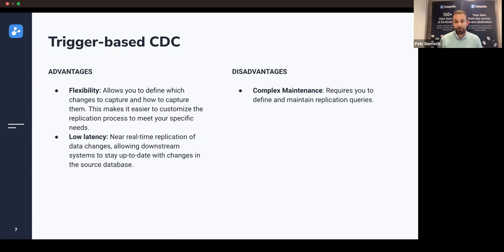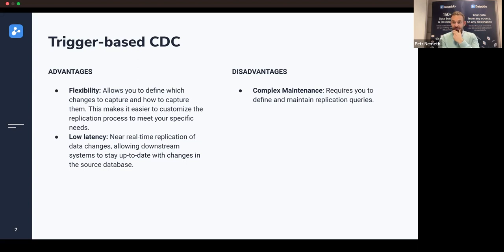Also, low latency. When you define a trigger, it's actually an event, and of course, events can be processed in real-time or near real-time conditions. So in case you need to capture the changes in real time, this might be an option to consider.